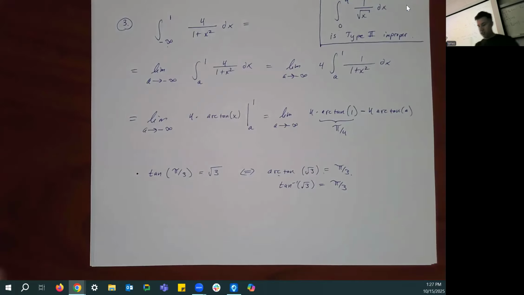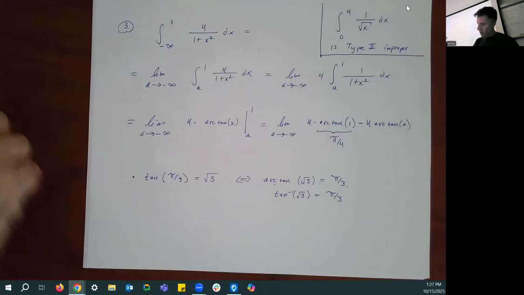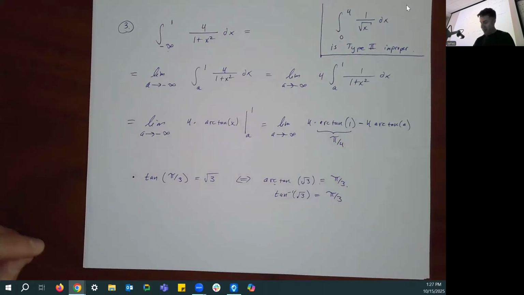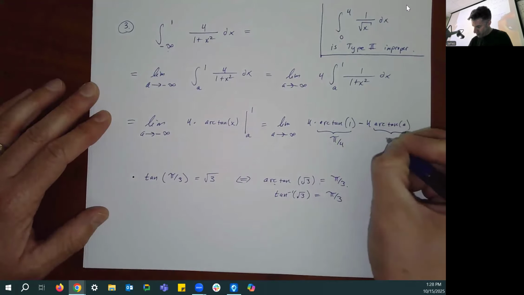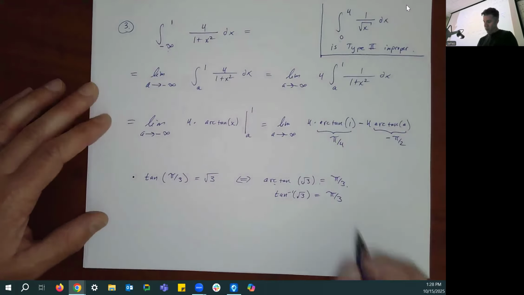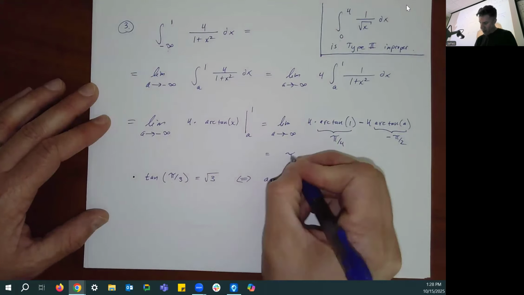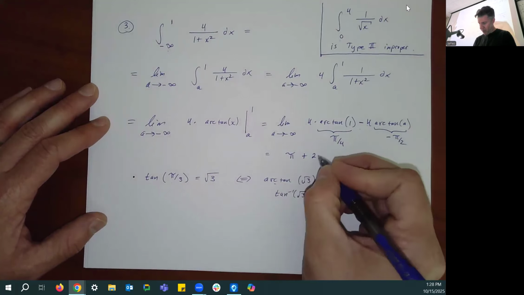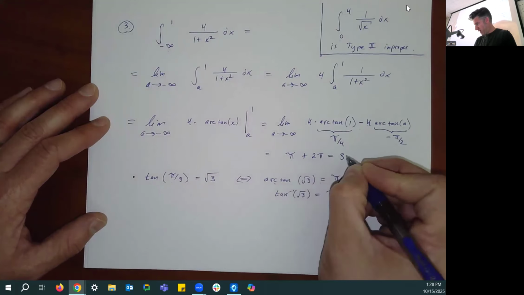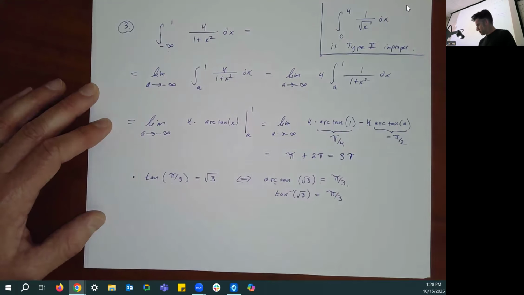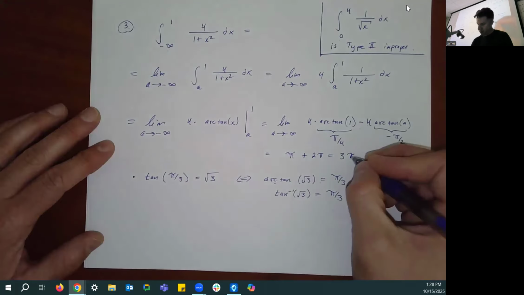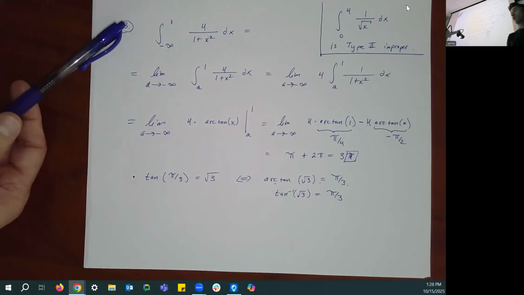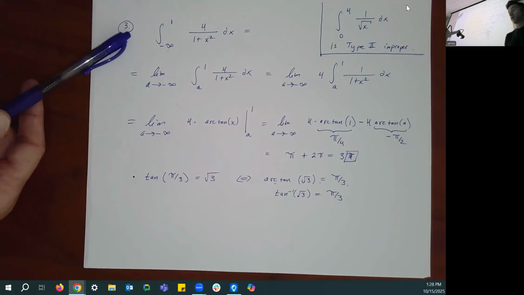So what that means for us is that the limit as a goes to negative infinity of the arctangent of a is going to be negative pi over 2. So then we're left with 4 times pi over 4, which is pi, minus a minus is plus 4 times pi over 2, which is 2 pi. So we end up getting an answer of 3 pi. Neat. And again, what does that mean? It means this improper integral converges, and it converges to 3 pi.